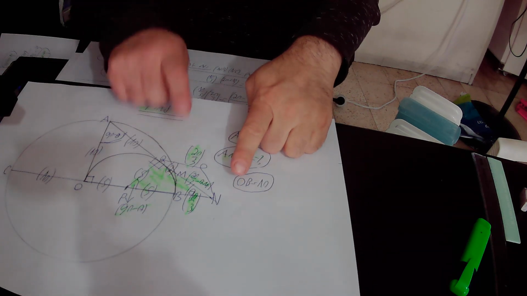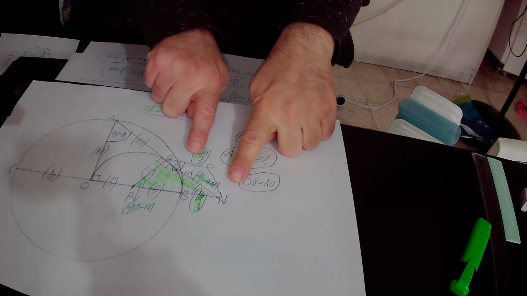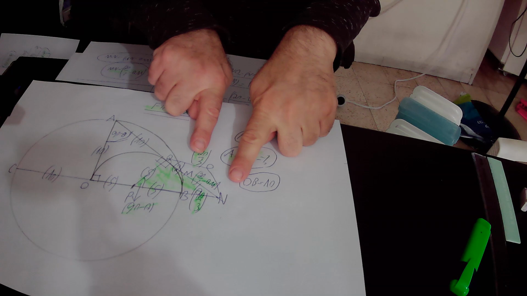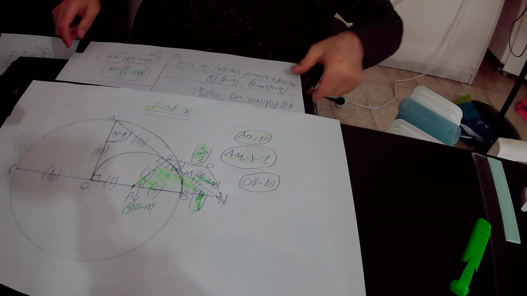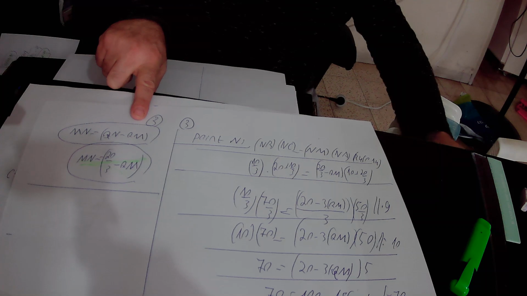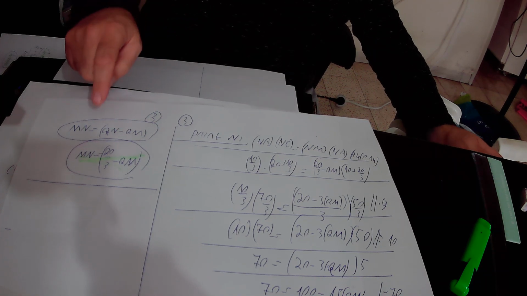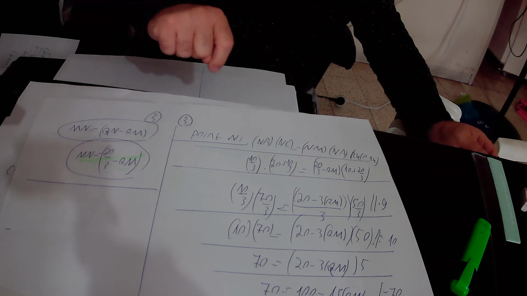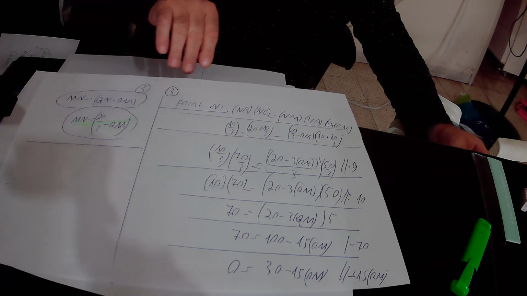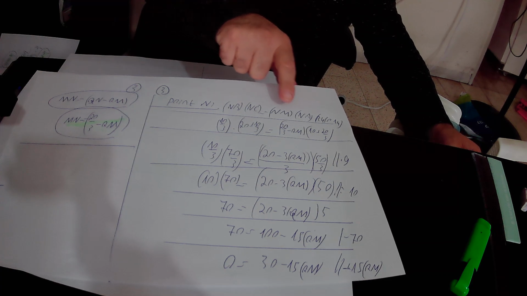NB is 10 over 3 times NM. What is the length of NM? NM equals QN minus QM. That is to say, NM equals QN, that is 20 over 3, minus QM. So in total, NM equals 20 over 3 minus QM.